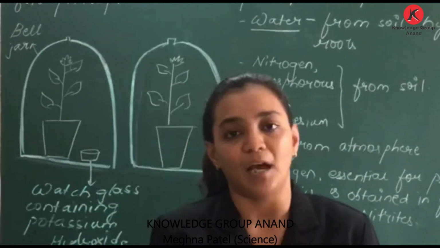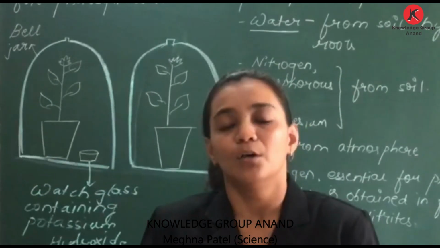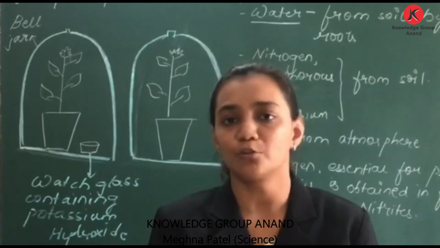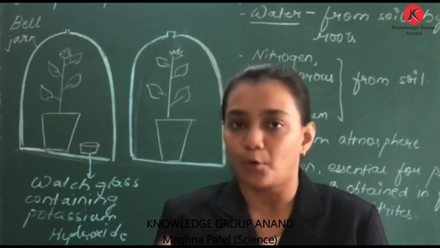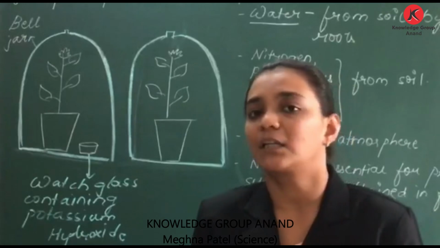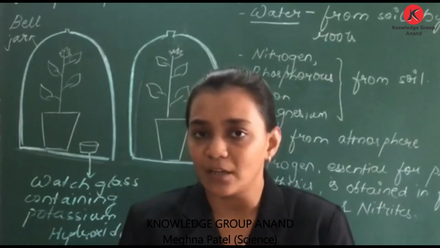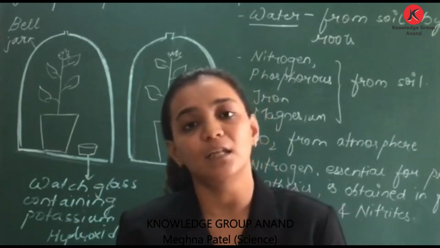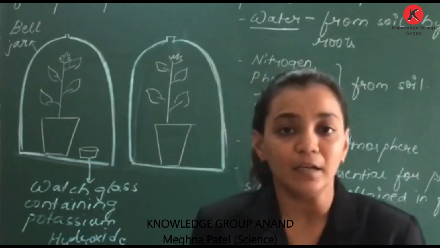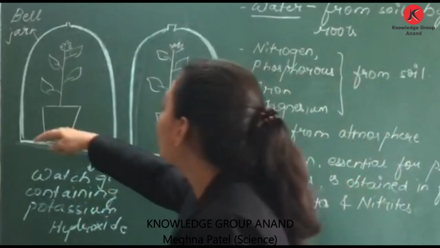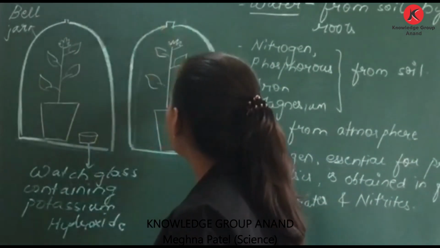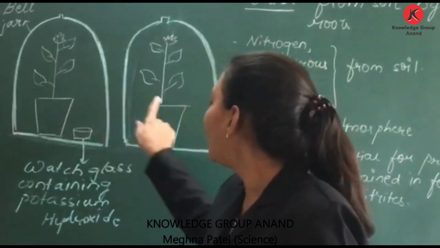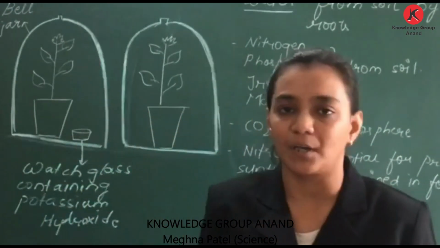Now these two plants are kept in dark for about 2 to 3 days. First of all, what did we do? We took two healthy potted plants. Now we are keeping them in dark for 2 to 3 days. After that, we take these plants and keep them in an instrument known as a bell jar. In this bell jar, we have kept the two pots separately.